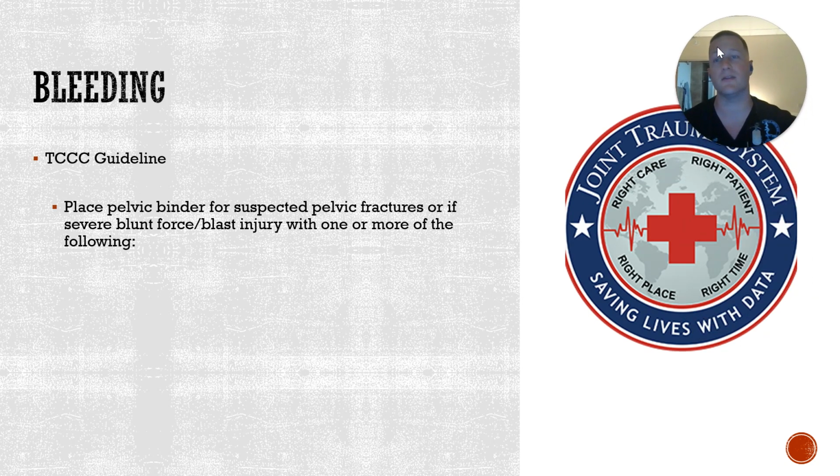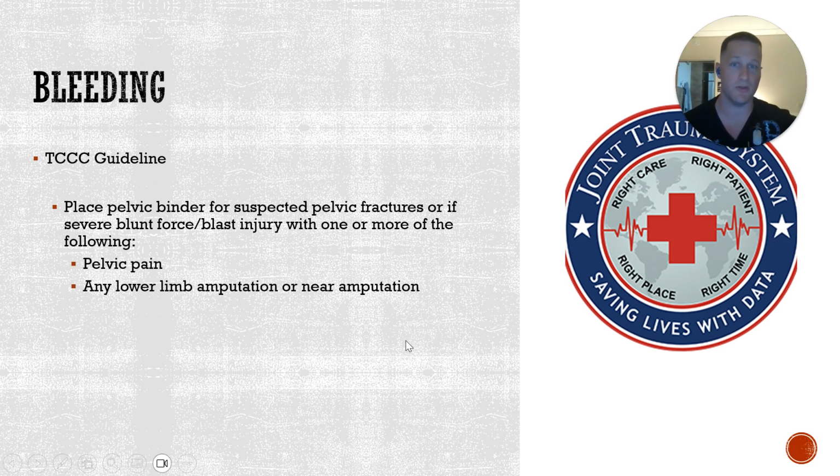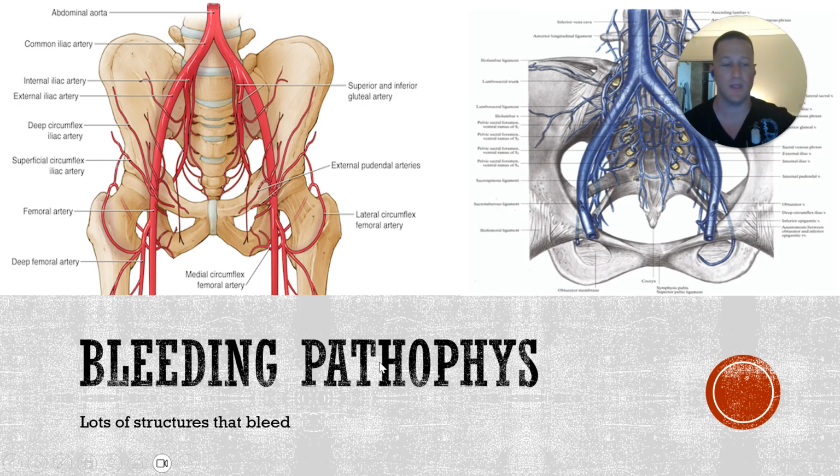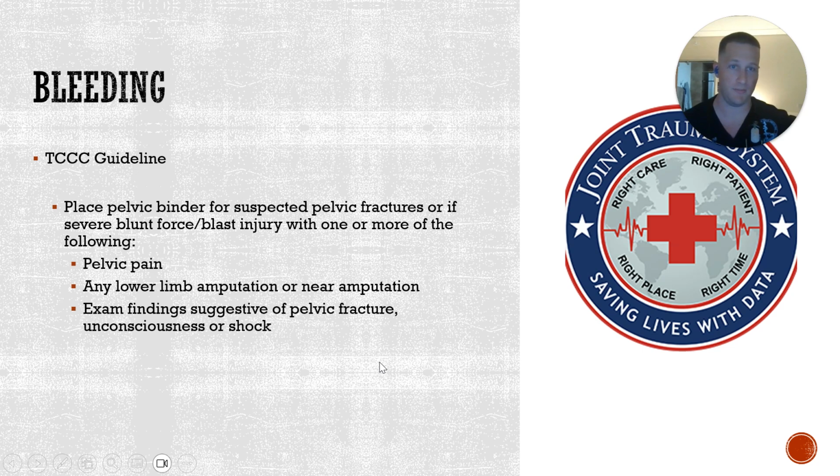The first guideline in the circulation section is on bleeding, and it says place a pelvic binder for suspected pelvic fracture, or if severe blunt force or blast injury with one or more of the following: pelvic pain, any lower limb amputation or near amputation, an exam finding suggestive of pelvic fracture, which would be like an unstable pelvis or severe bruising around the pelvis or perineum, unconsciousness, or shock. And that's straight up the guidelines. Put the pelvic binder on if you think they have a pelvic fracture, the end, done. It doesn't say what kind of pelvic fracture, doesn't say how bad, different styles, different grading systems, doesn't matter. If you think they have one, put it on.